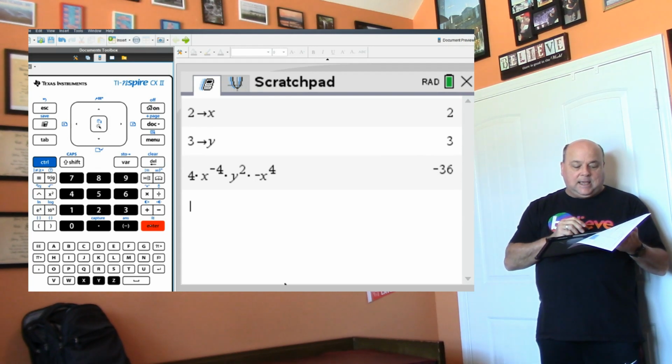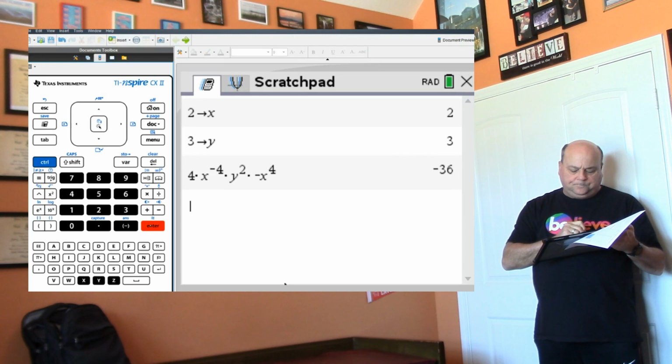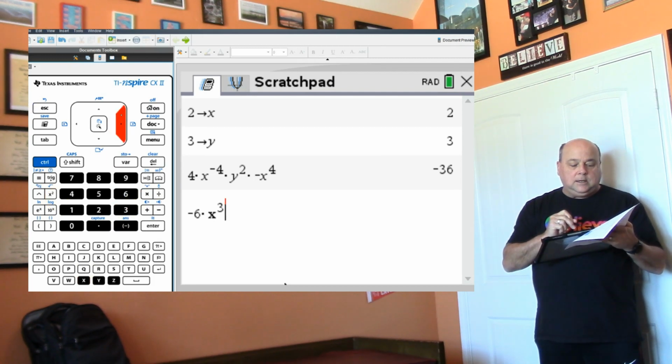So let's type in A. Negative 6 times x cubed, or times x to the third power, and then times y.